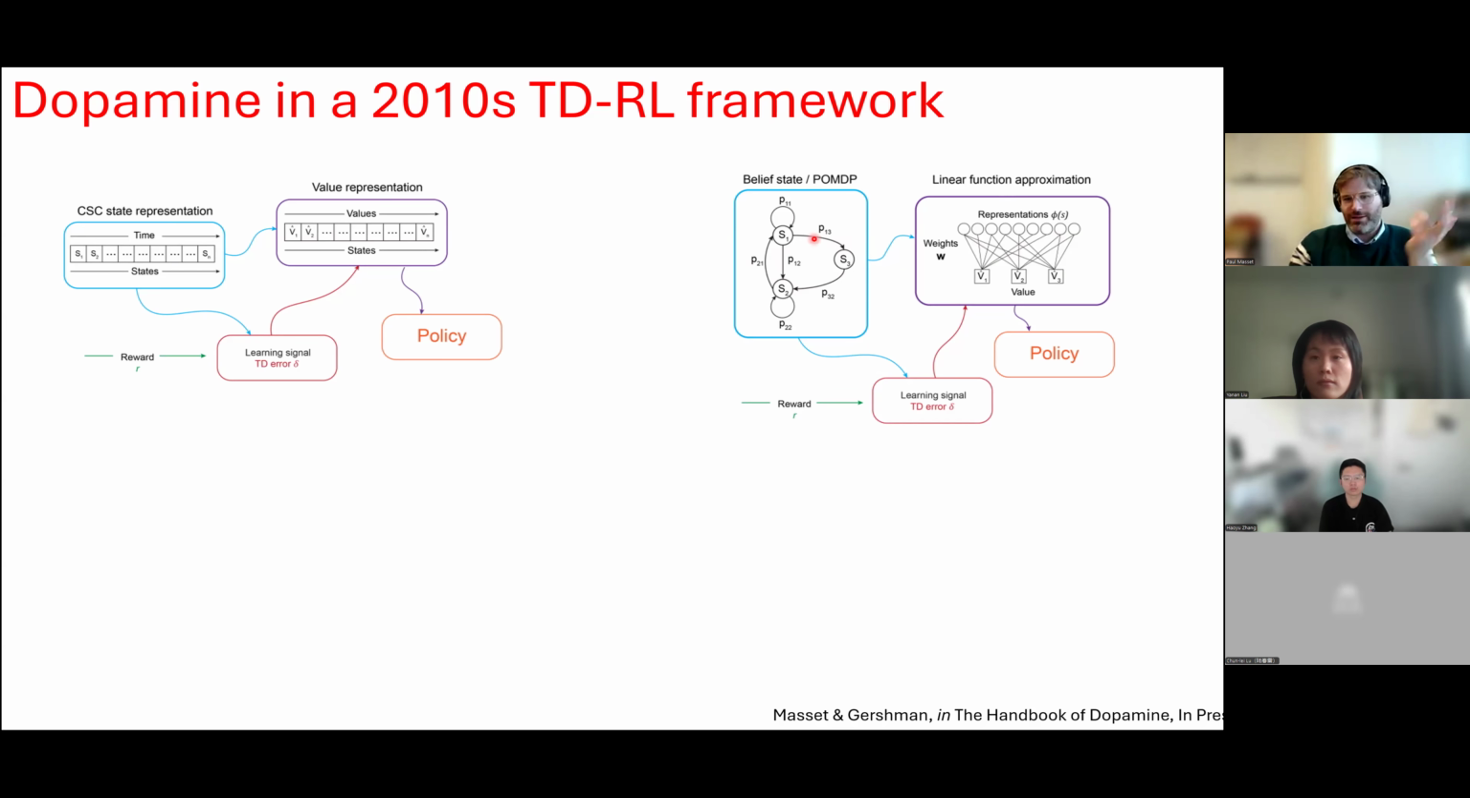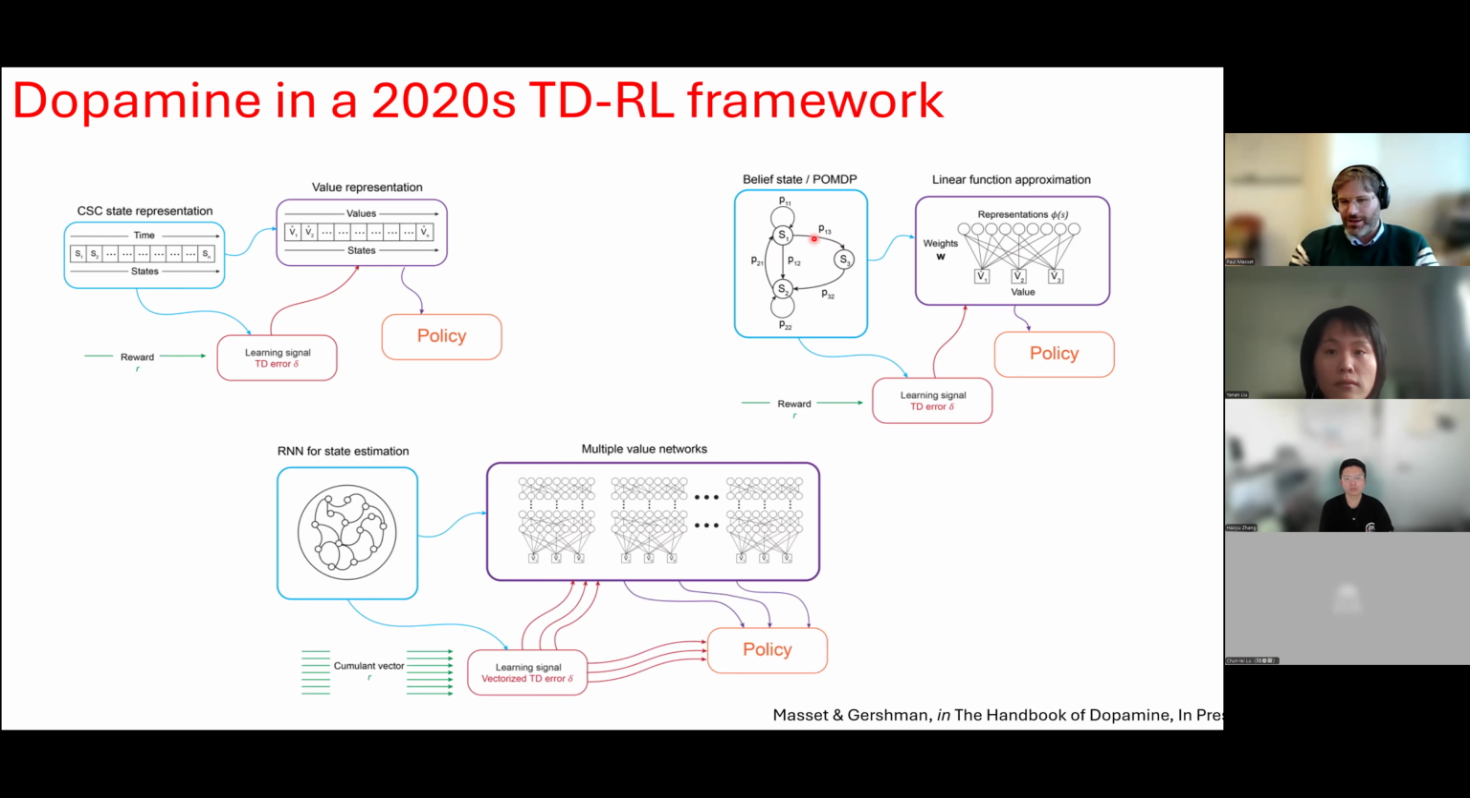And then finally, in the past decade now, reinforcement learning has changed. There are multiple value networks operating in parallel. They're all deep networks. The state estimation might be done by something very complicated, like an RNN. There might be several reward prediction error signals instead of a single reward prediction error signal. And so that's the idea in the lab: can we think about these ideas in reinforcement learning to understand diversity in the dopamine system?